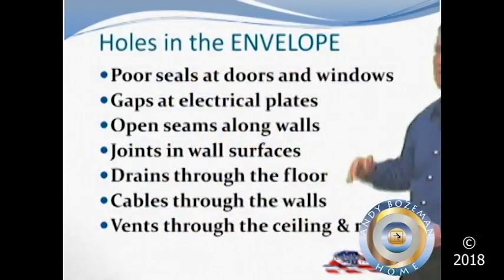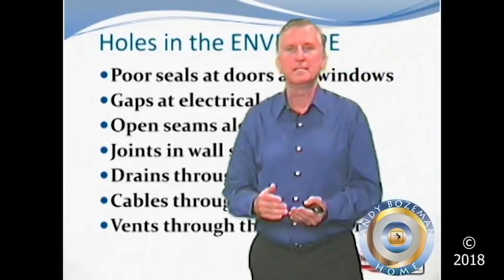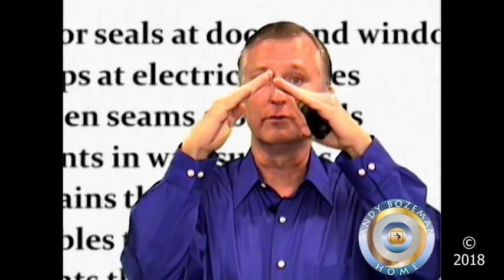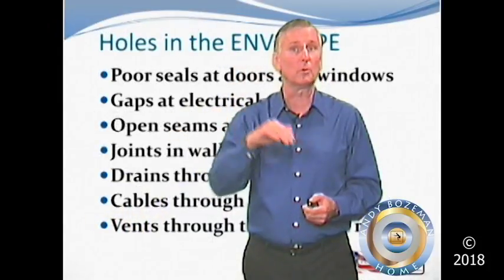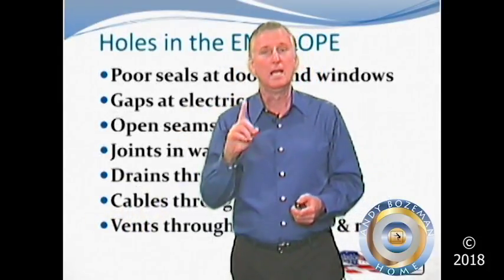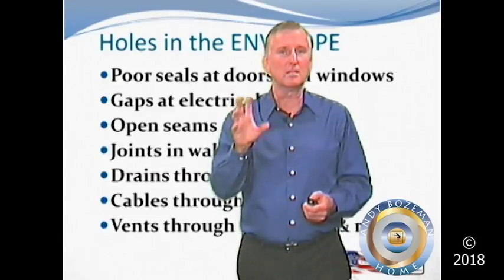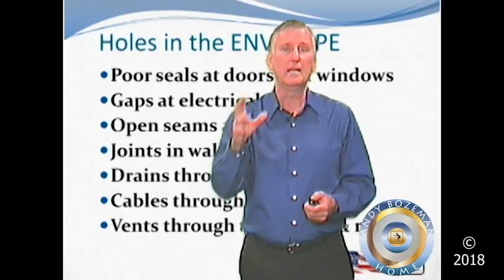Now, holes in the envelope. The envelope of a house is the outside surfaces. It's the floor, the walls, and the roof. Anything that's contained in that space, that's the living area, is called the envelope of the house. And if that has holes in it, obviously it allows moisture and humidity to transfer back and forth from outside to inside the house. And every time that happens, it causes the house temperatures to change and energy to be used.